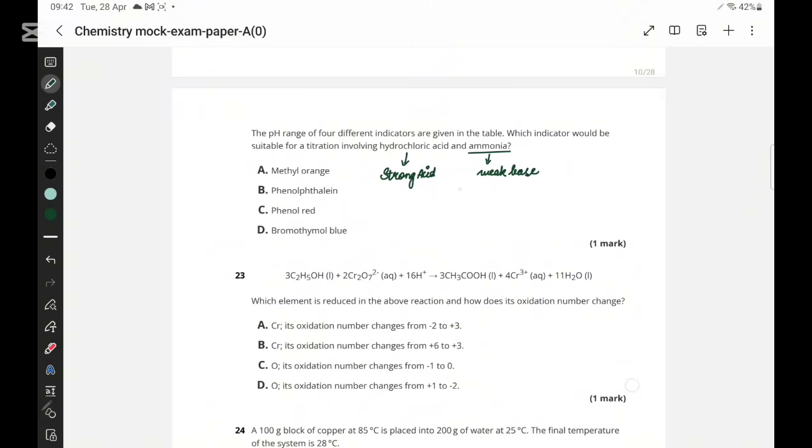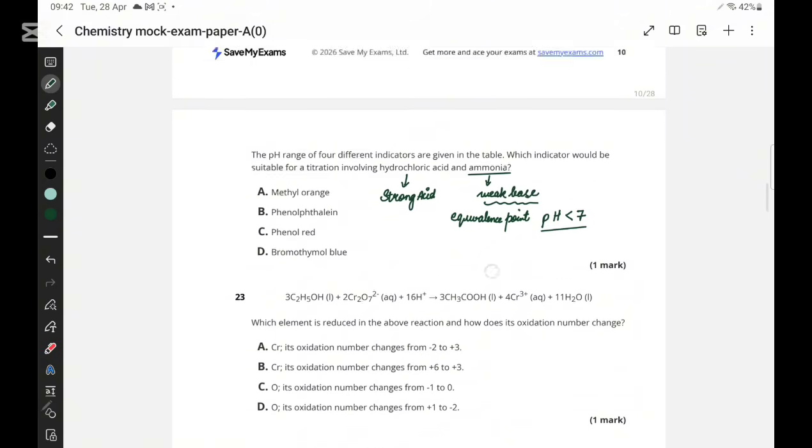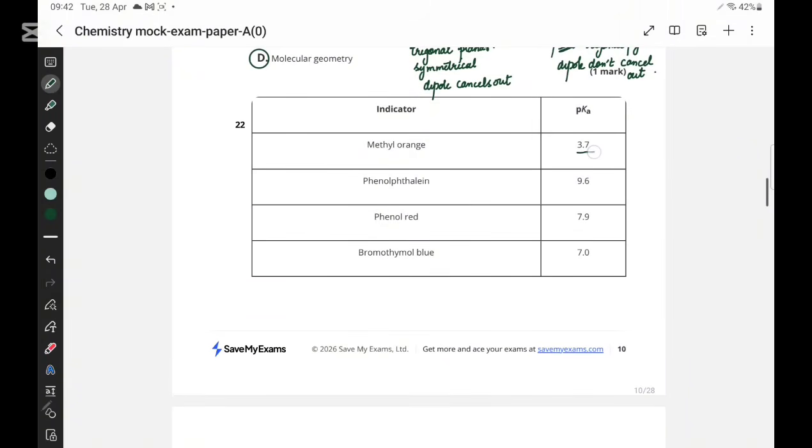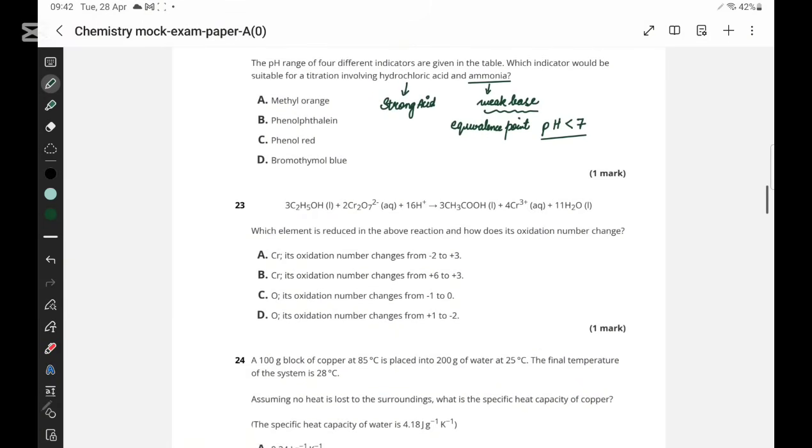And if you are talking about their equivalence point, then that is going to be when pH is smaller than 7, because it is a weak base. So equivalence point should fall below the 7 pH value. So if it is going to be less than 7, then let's see the range. That is going to be methyl orange, because it has the pKa value which is less than 7, 3.7. So that's going to be our right answer.